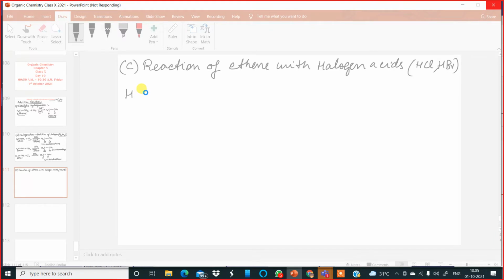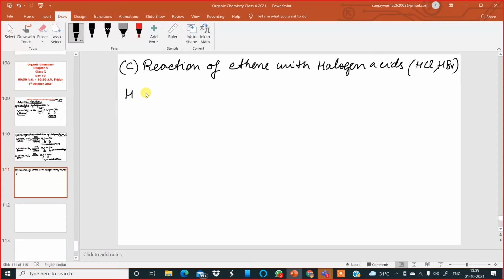The equations are ethene molecule. I'll write it down first. H2C double bond CH2. This is ethene. I am going to react it with hydrobromic acid, HBr. It is hydrobromic acid. Okay.